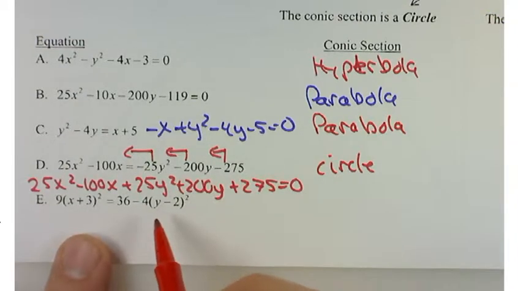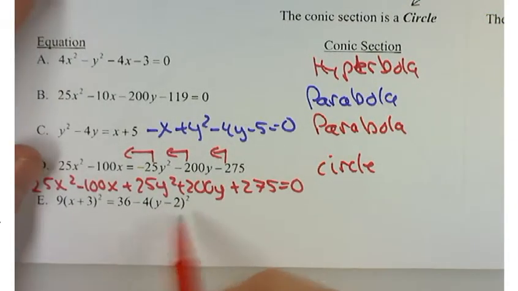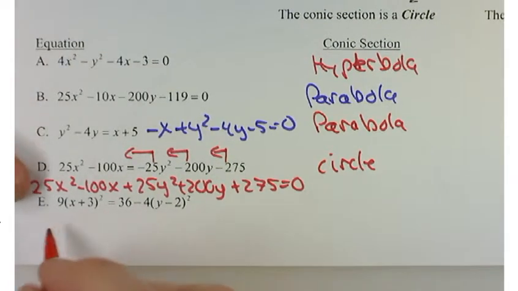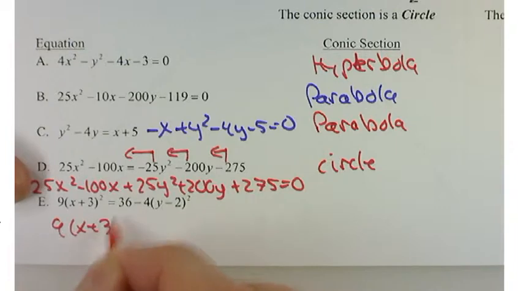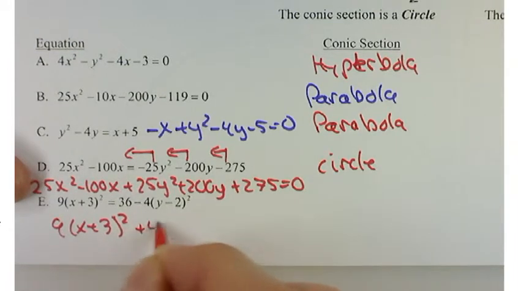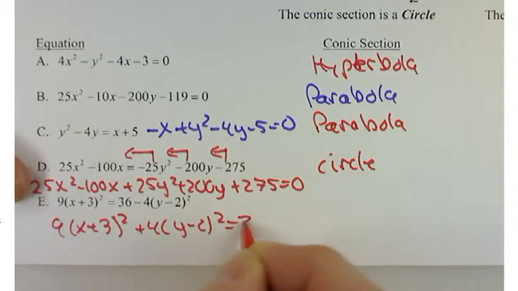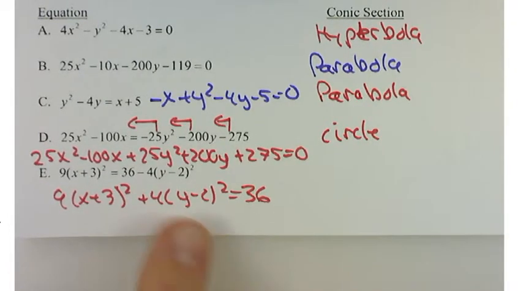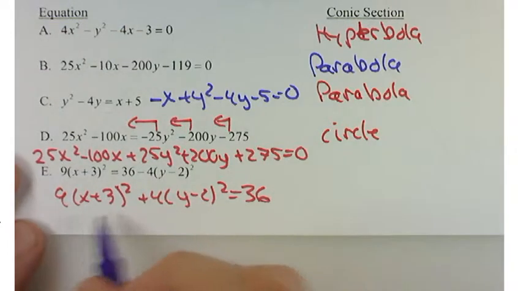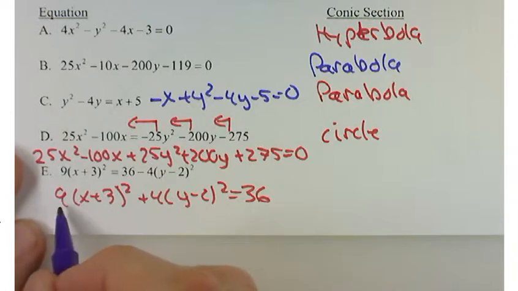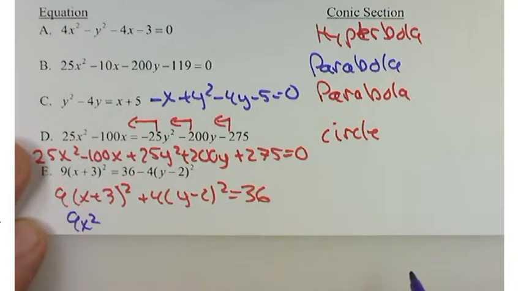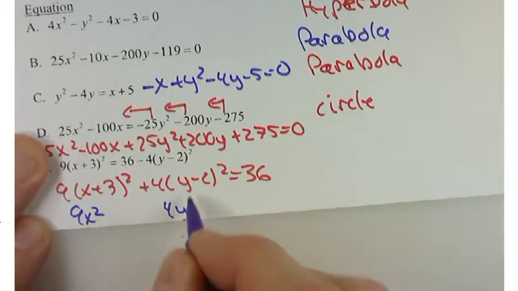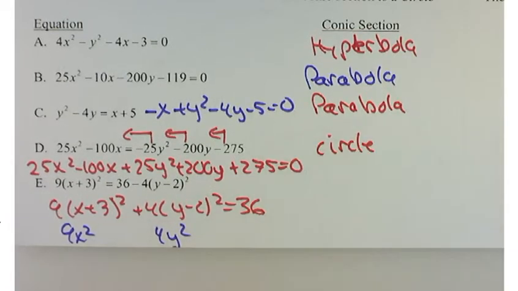Let's move down to the last part, E. So kind of like this previous one, I'm going to move things to the other side. 9 times x plus 3 squared plus 4 times y minus 2 squared equals 36. You don't necessarily have to square this out completely in order to figure out what the signs are going to be, etc. If I squared this out and distributed the 9, I'd have a 9x squared term, right? And over here I'd have a 4y squared term. So that should be enough for us to figure out what kind of a shape this is going to be.